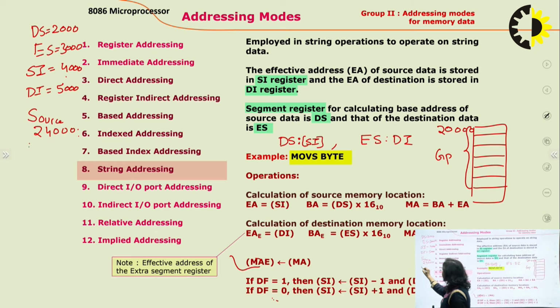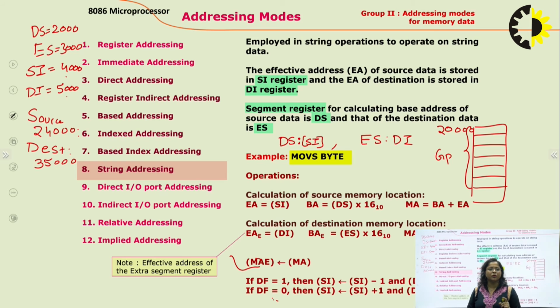What will be the starting address of the destination string? Extra segment into 10 plus DI. So 3000 into 10, that is 30,000, plus DI, that is 35,000.